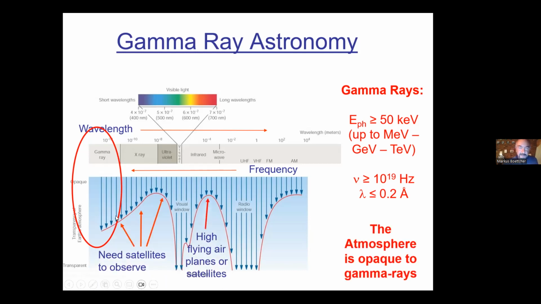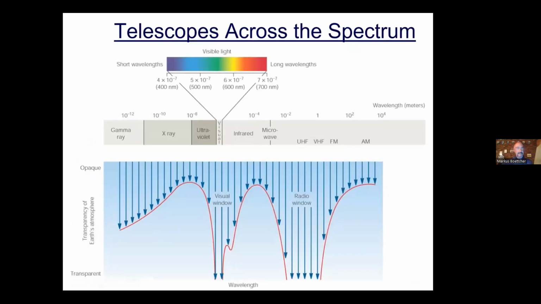So as I said, to observe gamma rays in a characteristic energy range of maybe giga-electron volt, we really need to go above the atmosphere to avoid absorption by the atmosphere. So telescopes that we use across the electromagnetic spectrum to do astronomy.